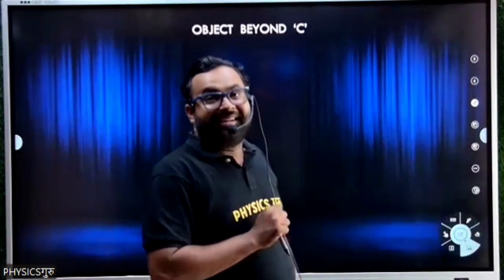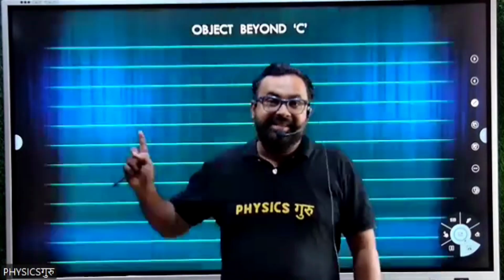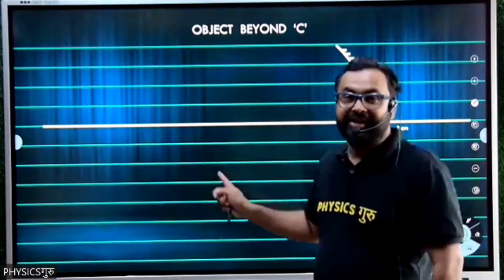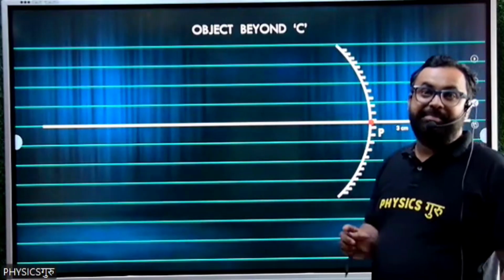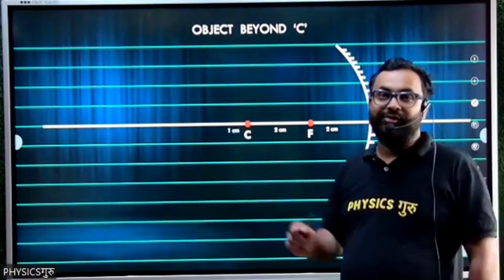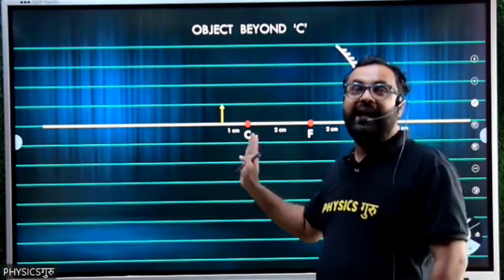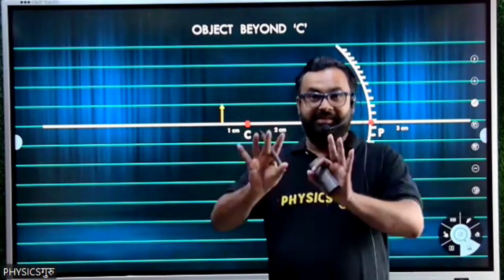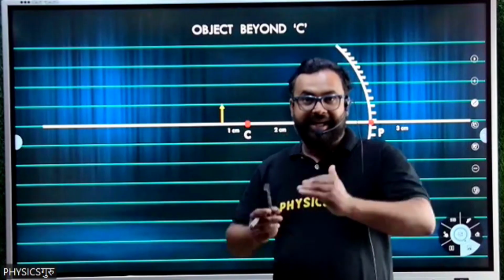Now, object beyond C. This is the first case, for a concave mirror. So this is a concave mirror. When the object is placed beyond C, we have the pole, the focus, and the center of curvature. Beyond C means at infinity. You have to draw the ray diagram with me.